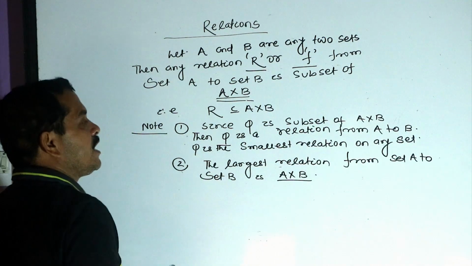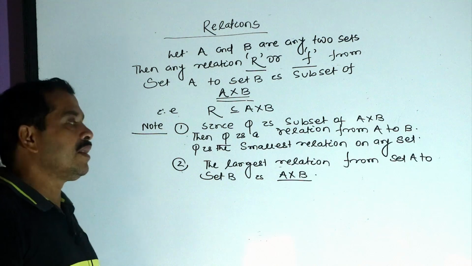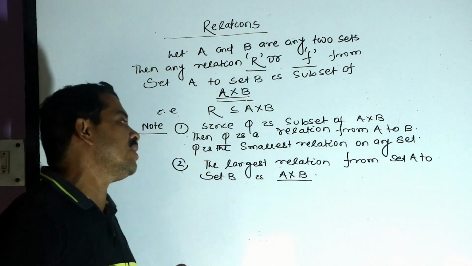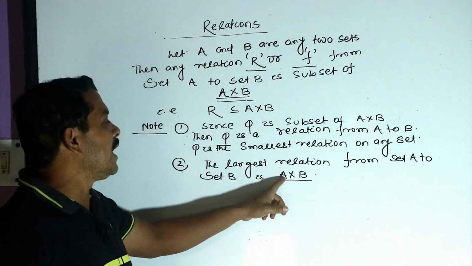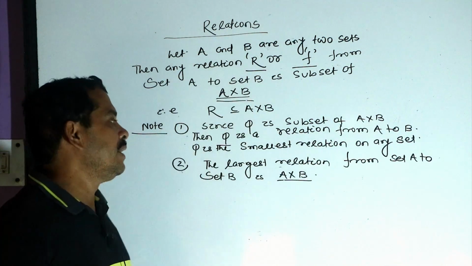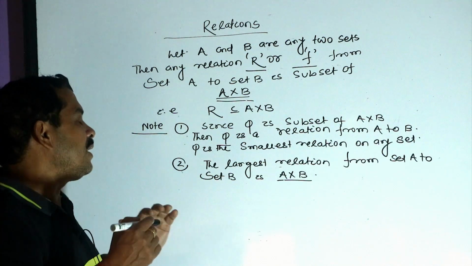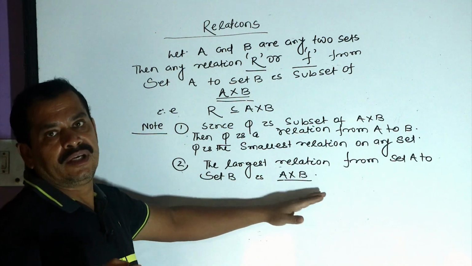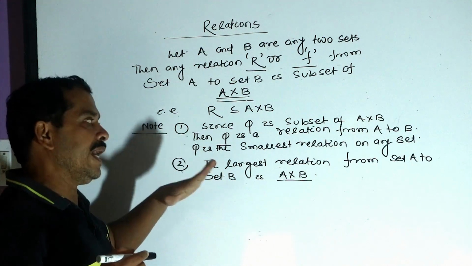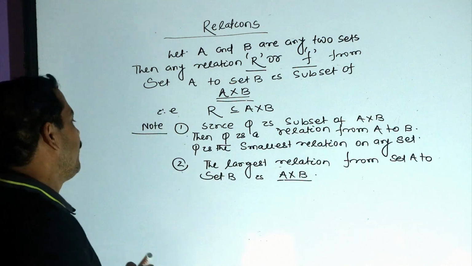The smallest relation is phi, and the largest relation, also known as the universal relation, from A to B is A cross B. From A to A, that is A cross A. If it is from A to B, then it is A cross B. If it is from A to A, then the largest relation will be A cross A.